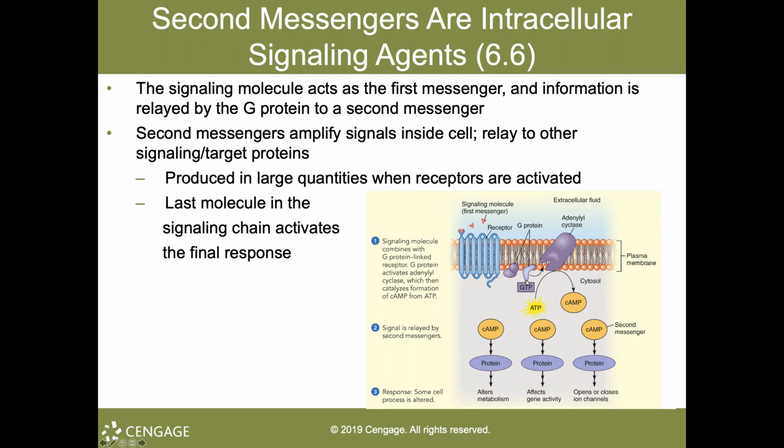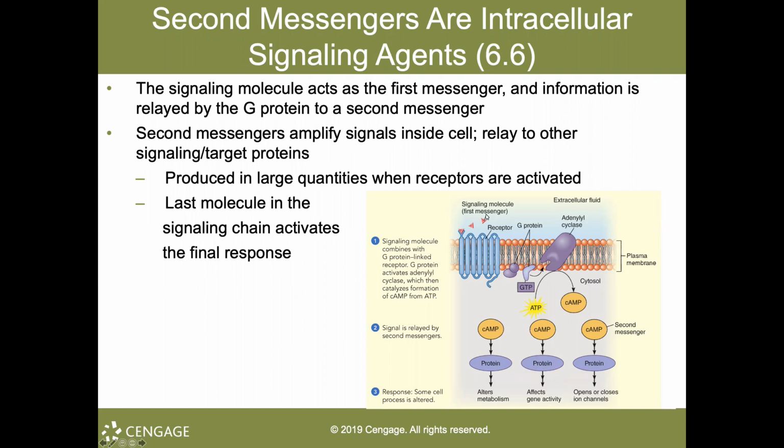That active G protein will now bind to adenyl cyclase. At this point, that enzyme is responsible for converting ATP to cyclic AMP, and cyclic AMP will relay its signals to target proteins. One thing that's important to note is that these second messengers amplify the signals inside the cell. They're produced in large quantities when the receptor is activated, and the last molecule in the signaling chain activates the final response. We're going to go over this again in the next slide.